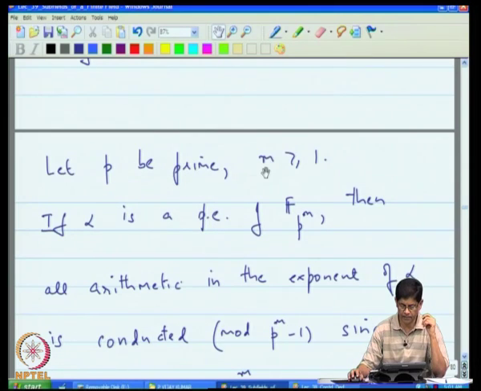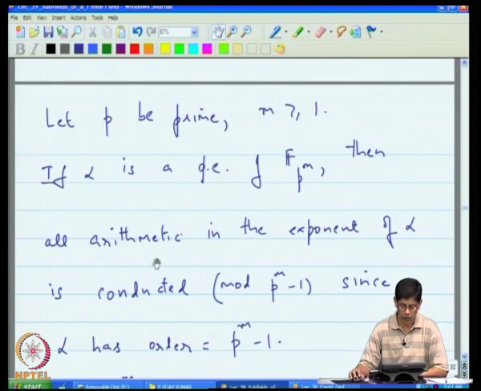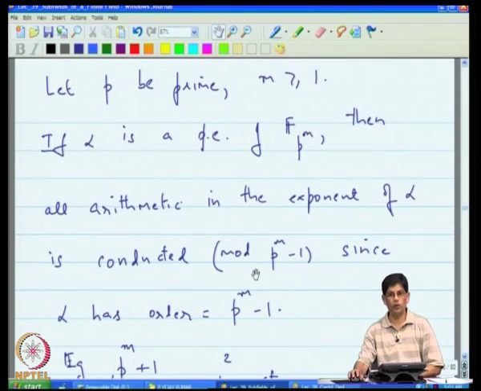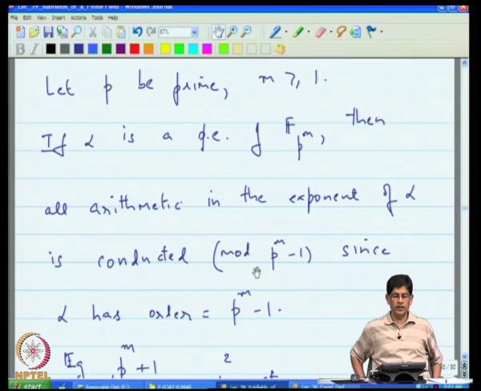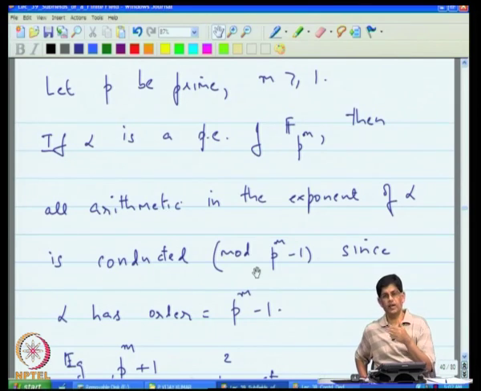So, let p be prime, m greater than or equal to 1 as always. Then if alpha is a primitive element of F p to the m, then all arithmetic in the exponent of alpha is conducted mod p to the m minus 1, right, because supposing alpha has order 15 and you want to talk about alpha raised to the power k times l, then that k times l multiplication, you can regard as modulo p to the m minus 1, simply because alpha to the p to the m minus 1 is 1.